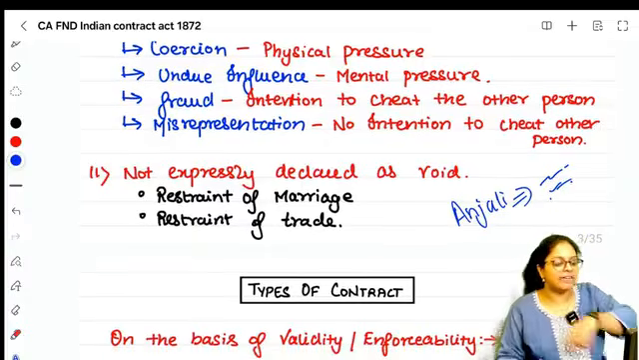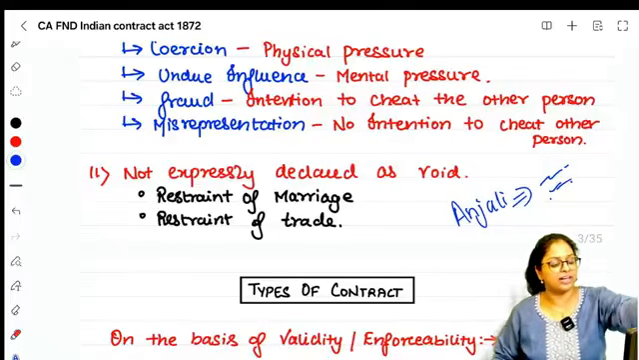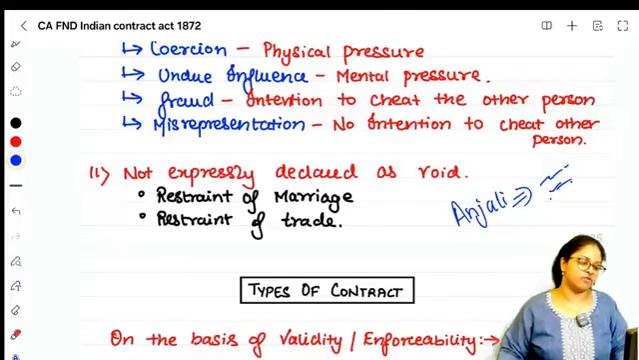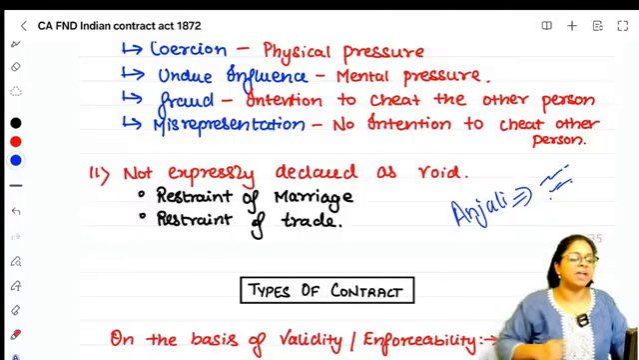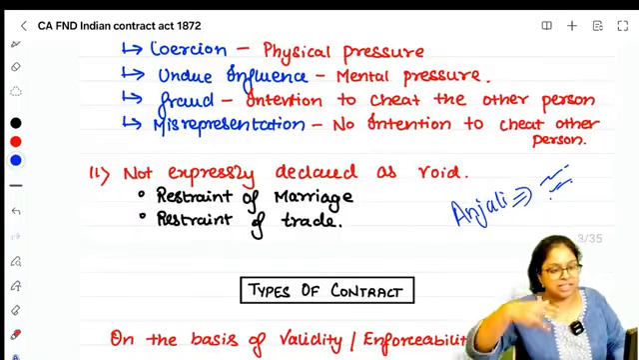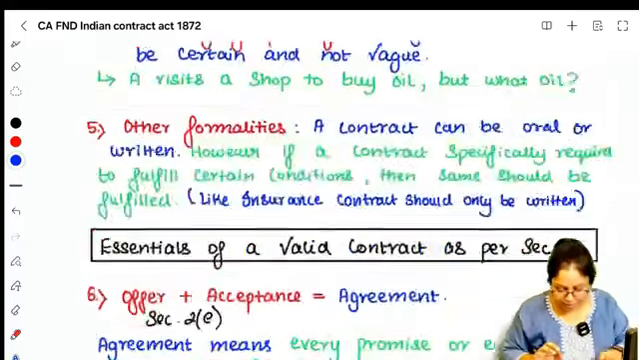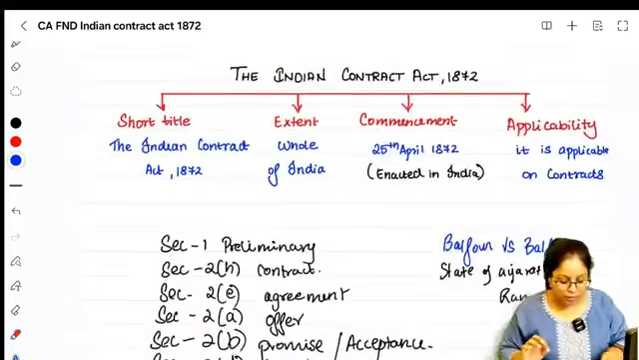It is very clearly given in the 11th point of essentials: you cannot enter into a contract of restraint of marriage. You cannot restrict anybody from getting married. You cannot restrict anybody from doing a trade, that is, business or profession. Is that absolutely clear? That completes part 1 of this chapter.